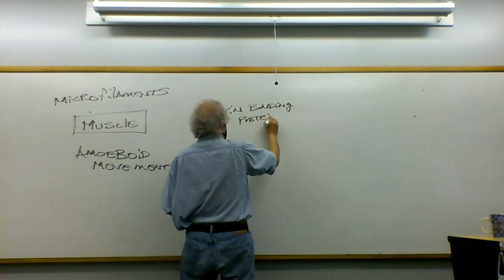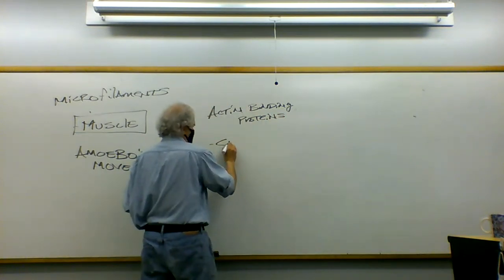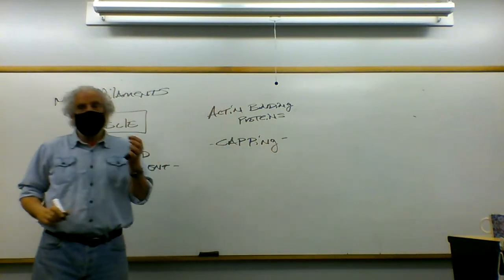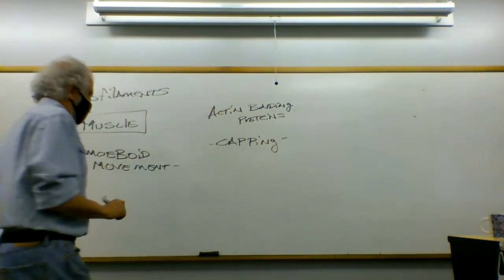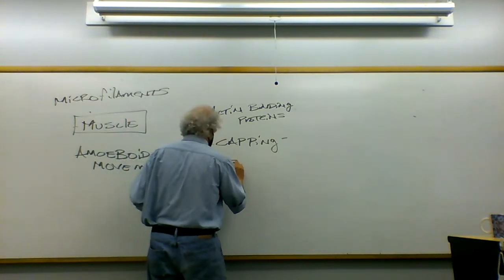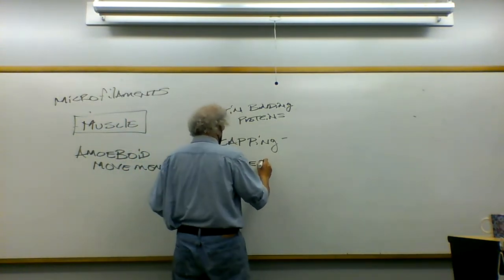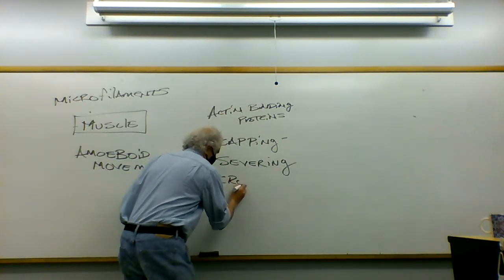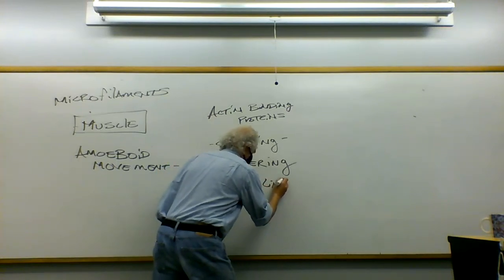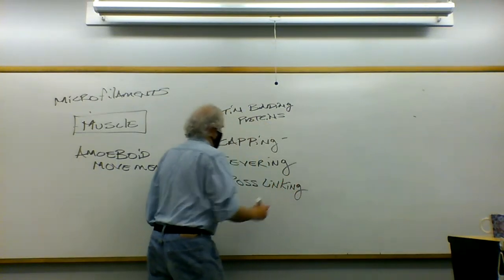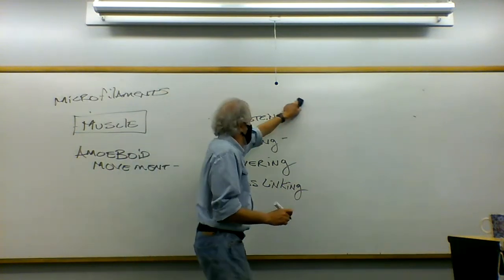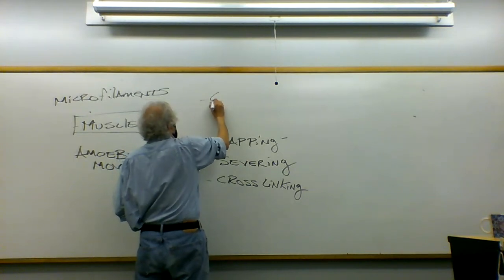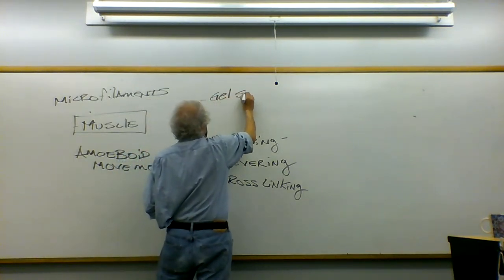And they can be capping proteins that will inhibit further elongation. There are severing proteins. There are cross-linking actin binding proteins. And one of my favorites, and I think it's a really evocative name, is an actin binding protein that is known as gelsolin.